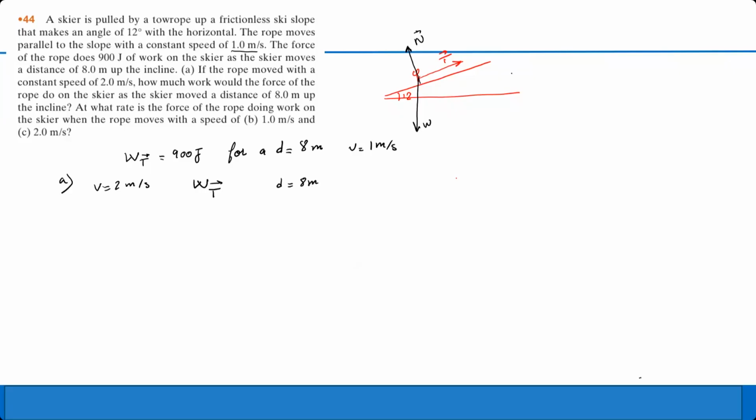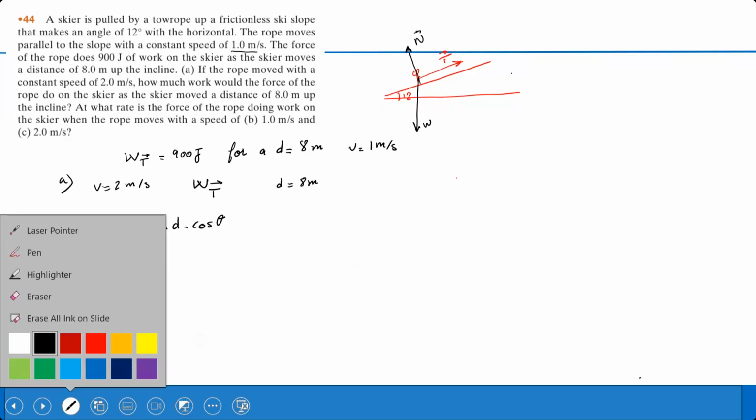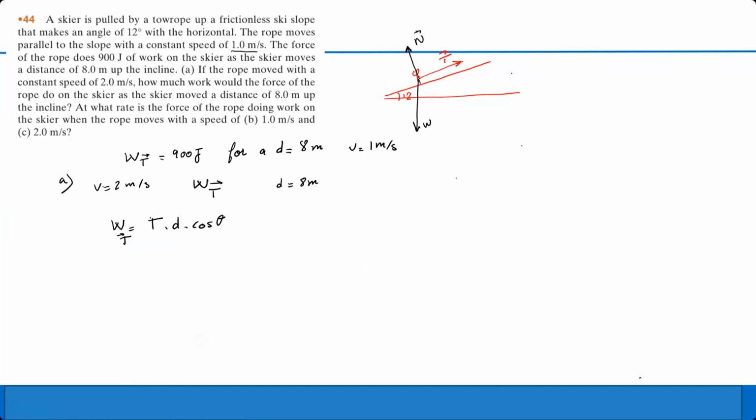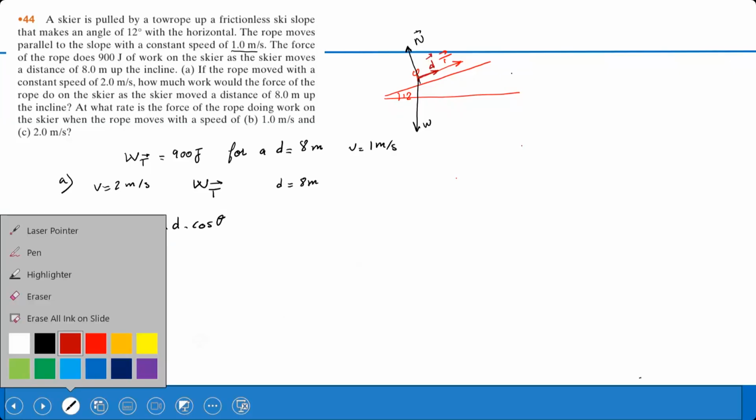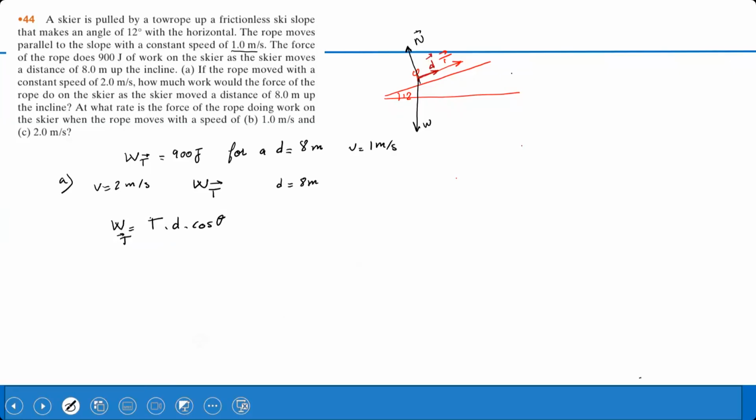Let's start by writing down the formula. The work done by the tension force is none other than the tension itself times d times cosine of the angle between them. I can draw the distance d on my figure so I can see the angles. The skier is moved up the incline by a distance d equals 8 meters. So this is d. You can see that d is up the incline. The angle between d and T is obviously 0. So I will put here d cosine 0.